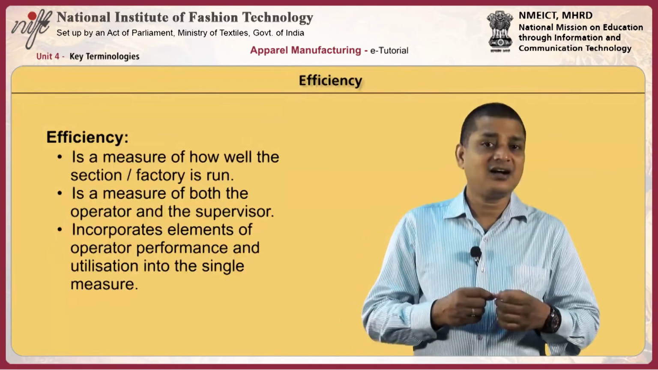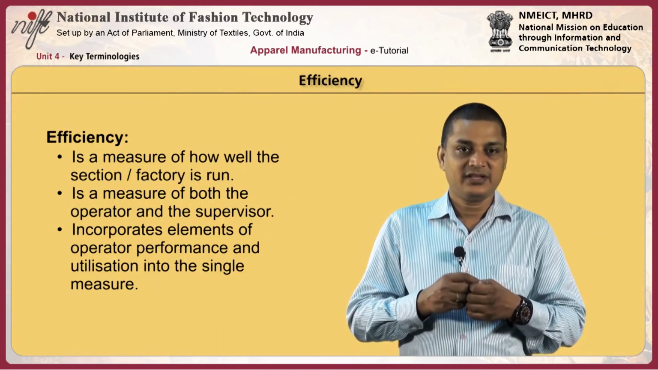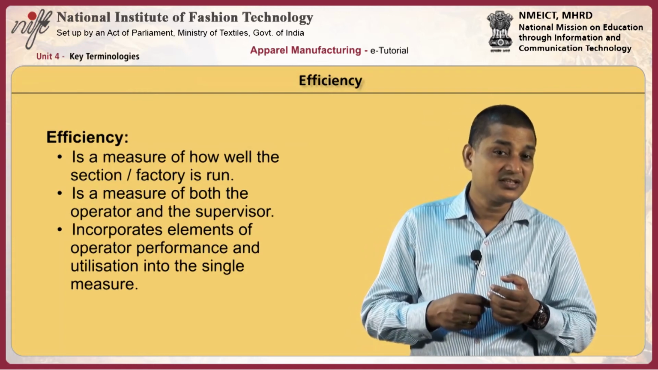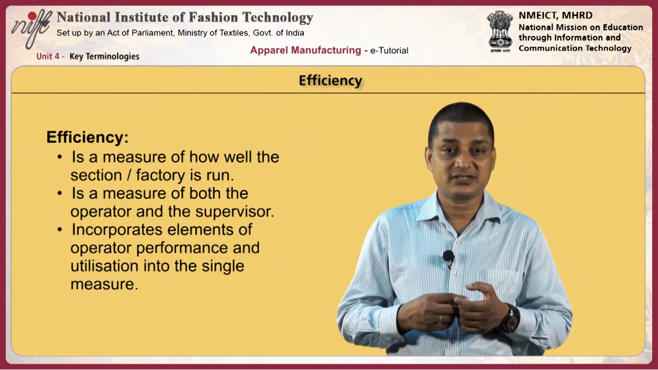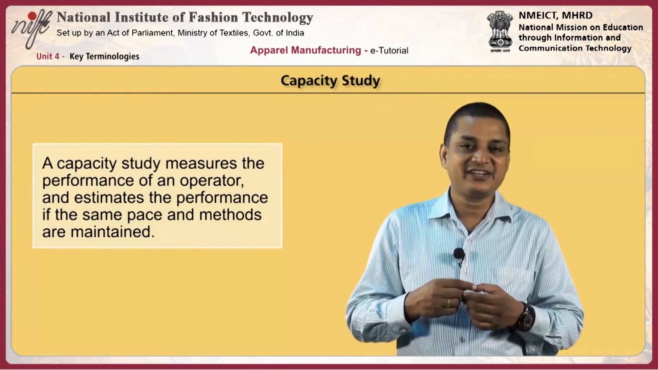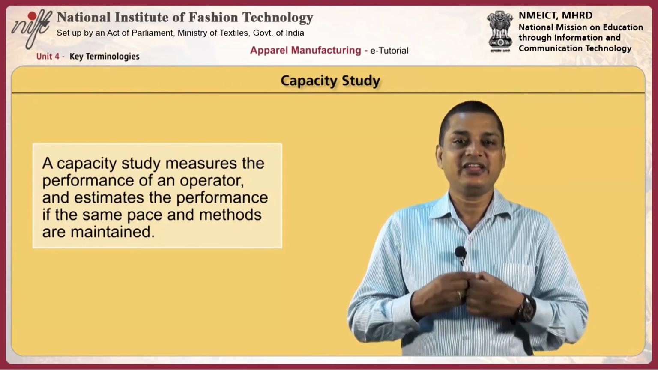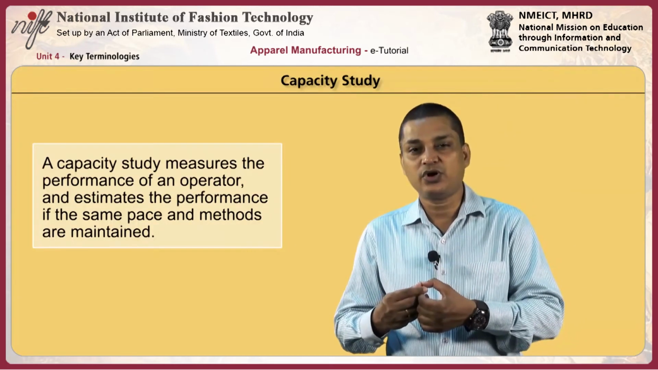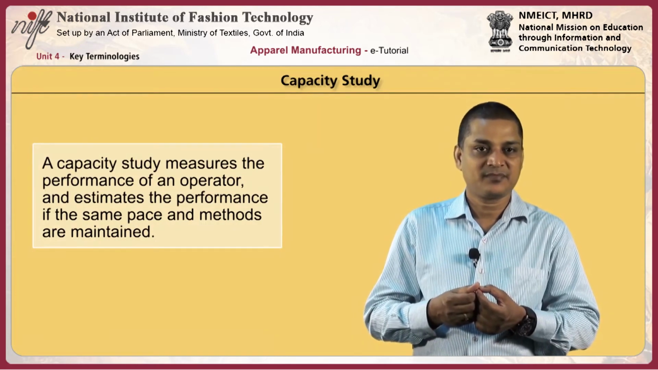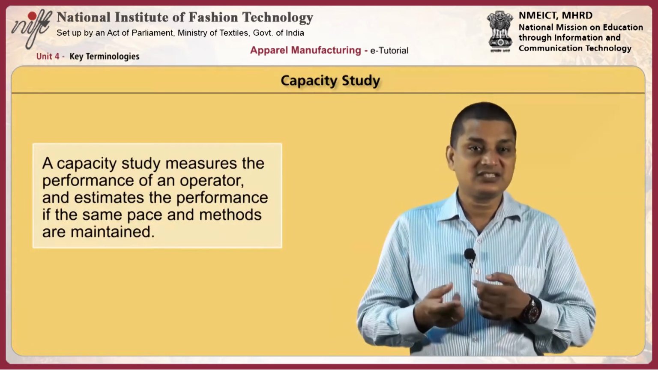It is a measure of both the operator and the supervisor. It incorporates elements of operator performance and utilization into a single measure. When we make a capacity study on an operator, we are measuring the performance she should retain if she continues to work at the same pace and use the same method, which can be as observed during the study.